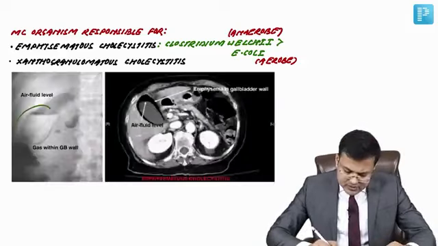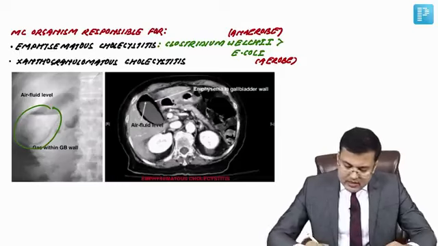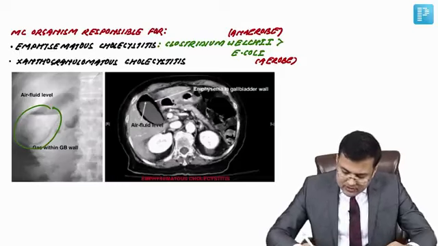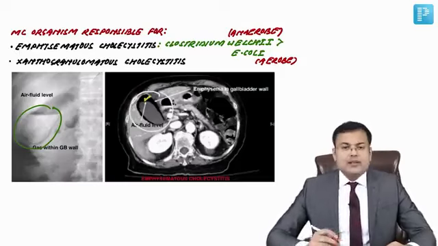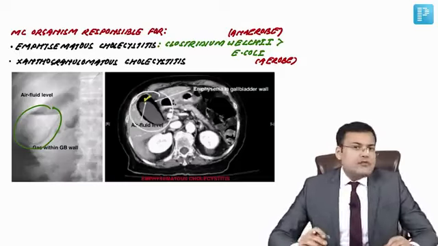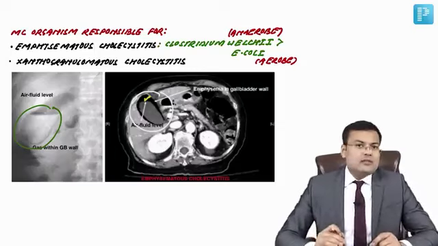In this image here you can see that there is gas within the gallbladder wall or there is a ring of air around the gallbladder. Can you see here? There is a ring of air around the gallbladder. So gas within the gallbladder wall or ring of air around the gallbladder is seen in emphysematous cholecystitis.